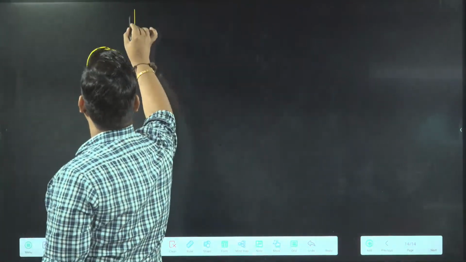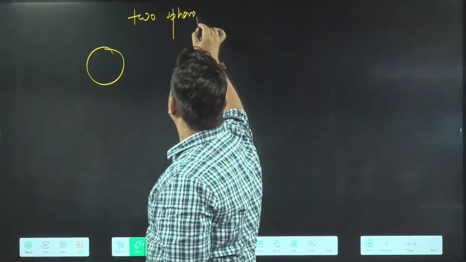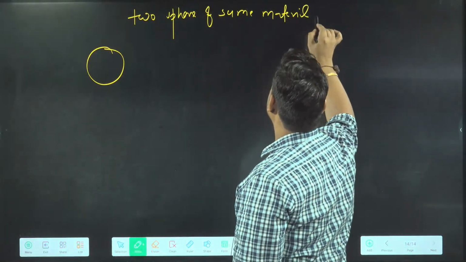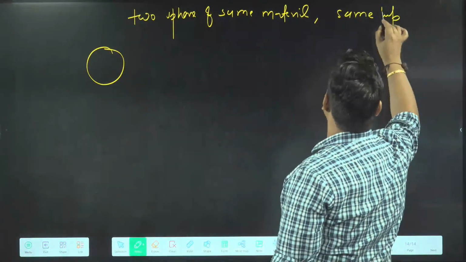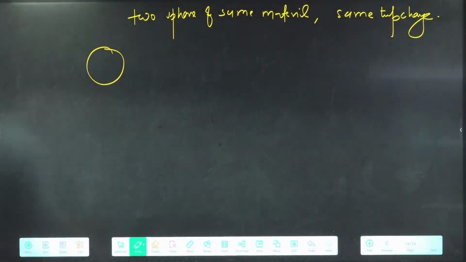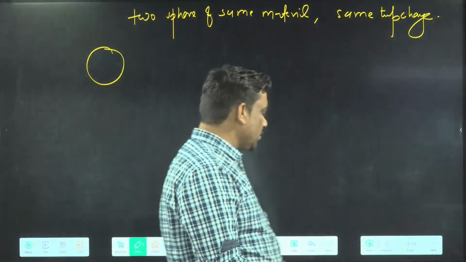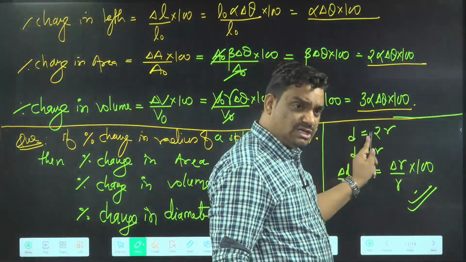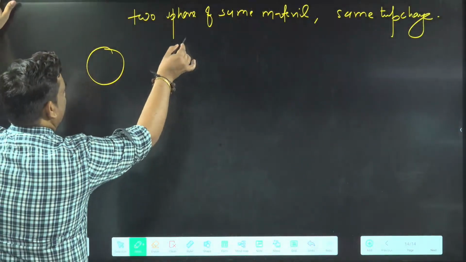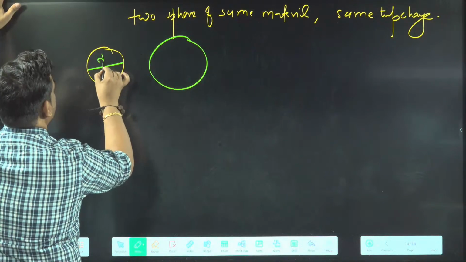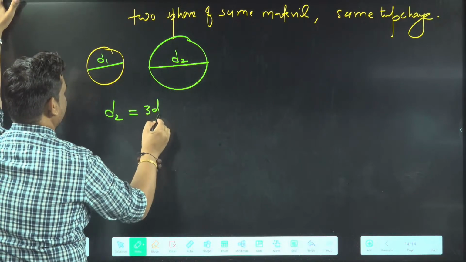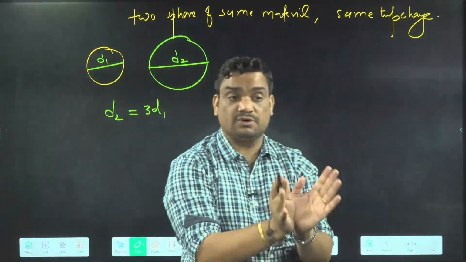Two spheres of the same material. They have given the same material and they have given the same temperature change also. Temperature change is also the same, because you know percentage change actually depends on alpha, delta theta. Okay, this 2 we will not take, even though 3, 4, 5 anything is written, we will not take it. One example I am taking on this. Two spheres, one sphere is this, one sphere is this. This diameter is D1 and this diameter is D2. We can say D2 is equal to 3 times D1. This relation is given. They can say 3 times, 4 times, 10 times.